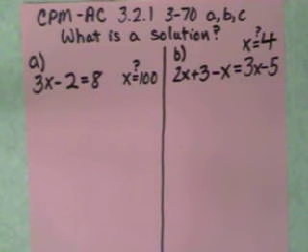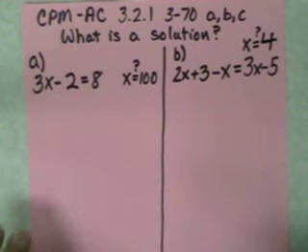The second question we did in section 3.2.1 today asked us to examine what is a solution. They gave us two problems and then asked us to think about it. In the first one, they gave us Preston, who solved the equation 3x minus 2 equals 8 and got the solution x equals 100. Is he correct, and how do we know?